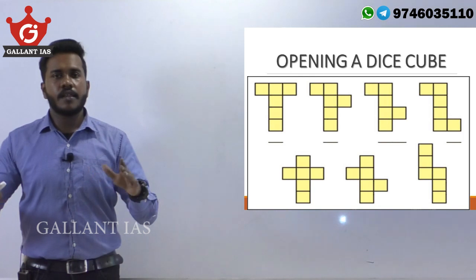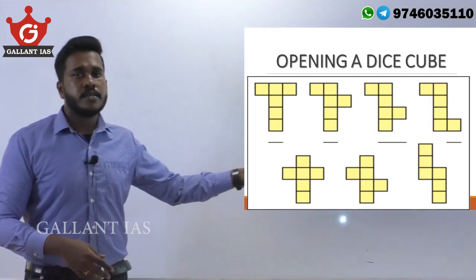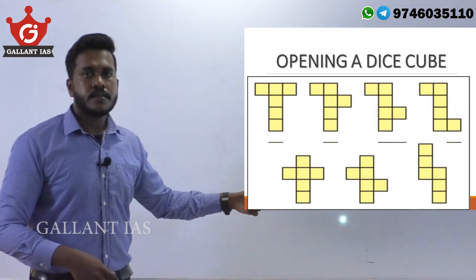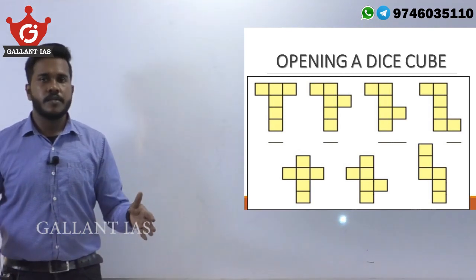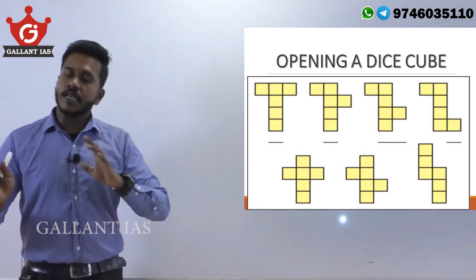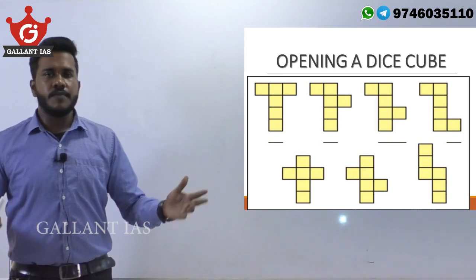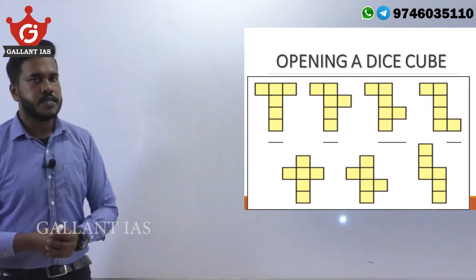So when you place that open cube in a 2D plane, you will get formats like this, right? With all the 6 faces. This is what we call opening a dice cube. Got it? That is converting a three-dimensional cube with 6 faces into a 2D figure with all those 6 faces. That's what opening a dice cube means.